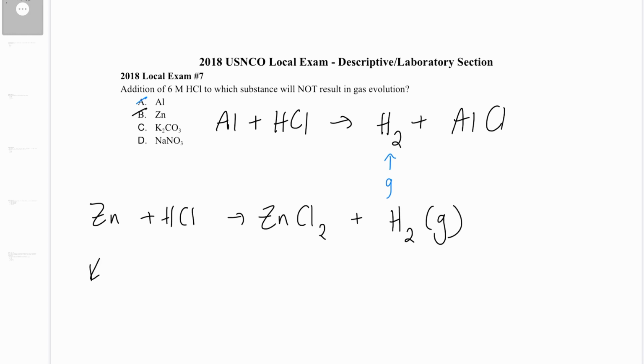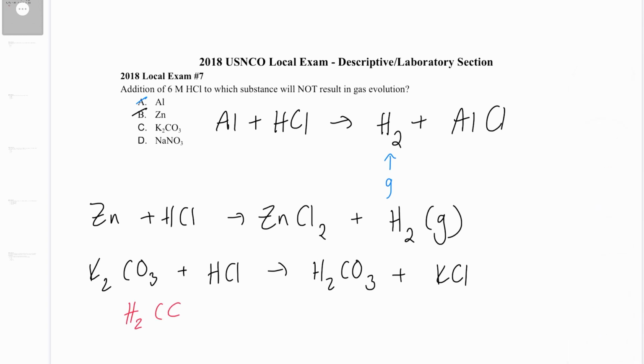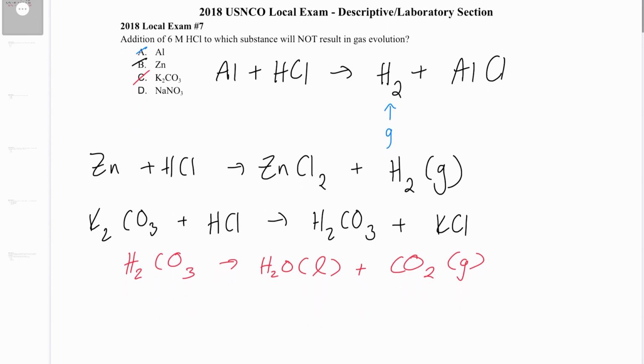Let's look at C. So we have K2CO3 being reacted with hydrochloric acid. Now this produces H2CO3 and KCl, potassium chloride. Now the thing about the H2CO3 is that it doesn't like being in this form. Although currently it is aqueous, it almost immediately dissociates into water in a liquid form and CO2, carbon dioxide, which is a gas. So we do have some sort of gas evolution happening. Therefore, it has to be the last answer choice, but let's see why.